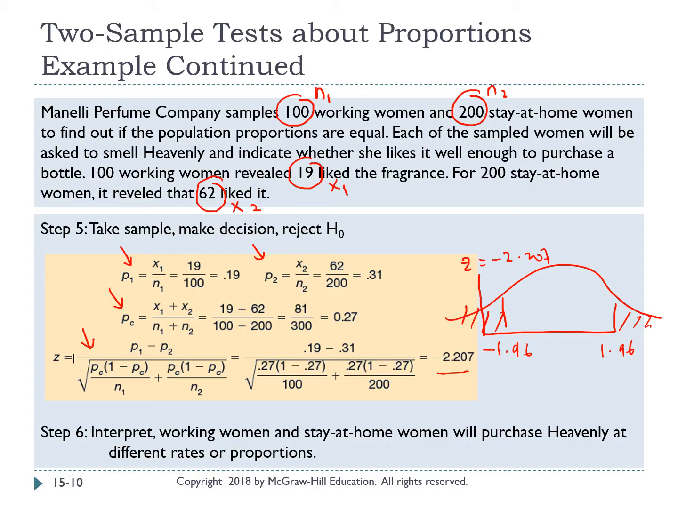Step number 6, we have to interpret our result. So we have to say working women and stay-at-home women will purchase heavily at different rates or different proportion.